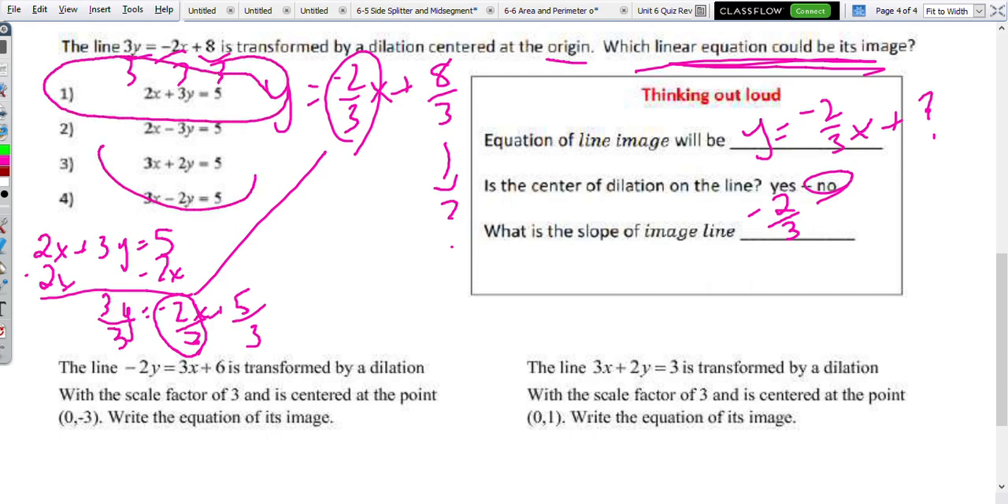Boom. That's an Ella answer right there. Get out of here. All right.